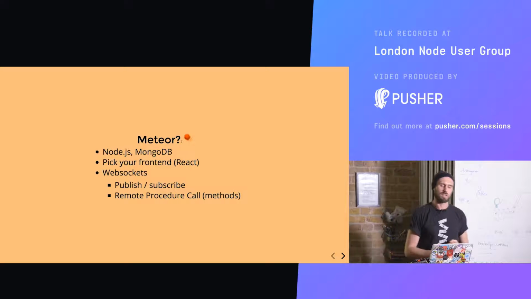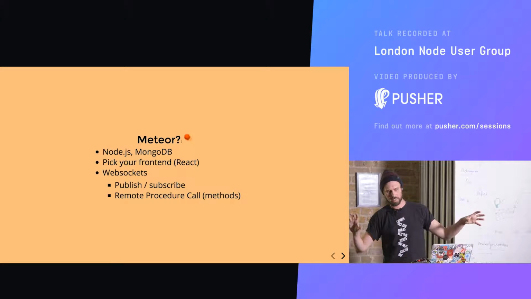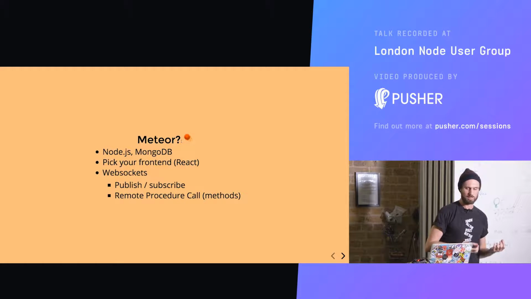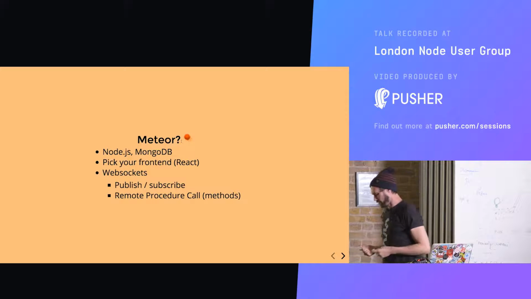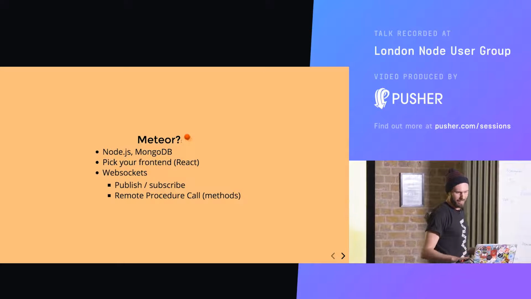You'll see a bit more later, but the idea is that the data moves from the server to the client, and then you just query Mongo on the client as if it was Mongo on the server, which is kind of cool. It's called MiniMongo, and it's basically a small Mongo.